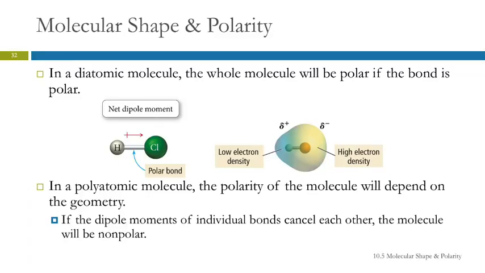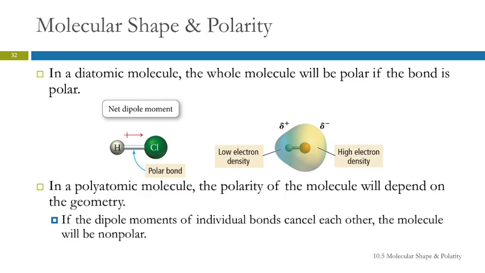Molecular shape is important in determining the polarity of a molecule. We talked about polar bonds. We need to talk about when molecules are polar. So if you have a diatomic molecule where you only have two atoms, there's only the one bond. If the bond is polar, then the whole molecule is polar.